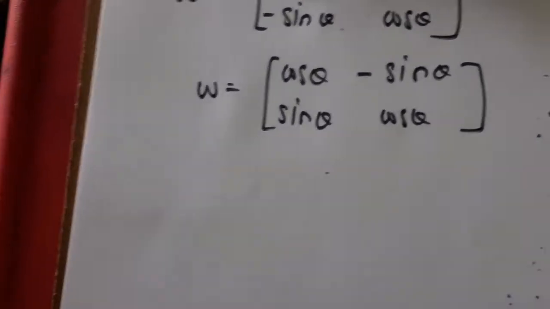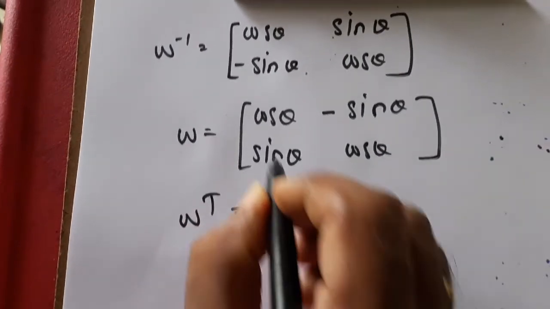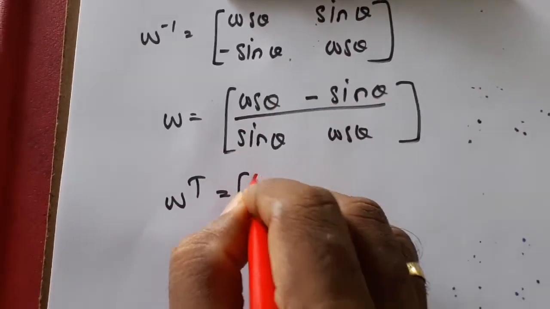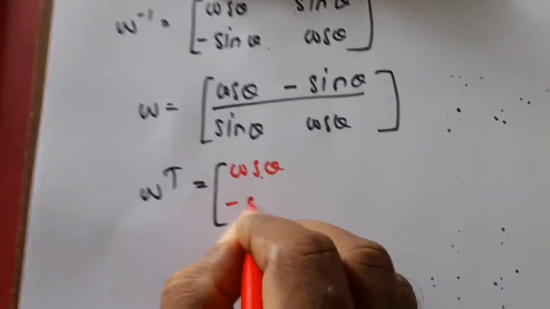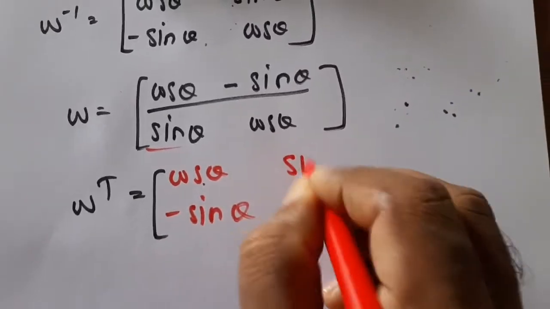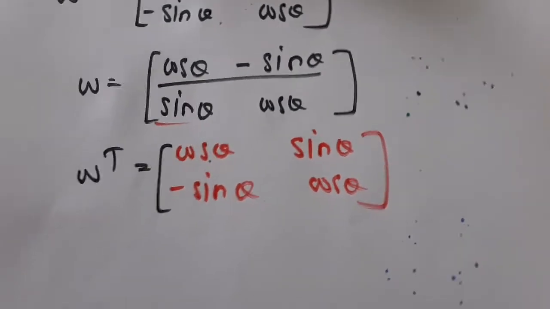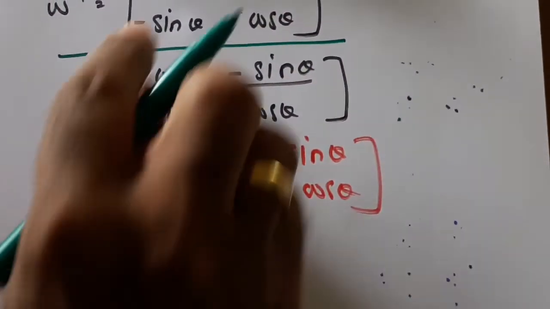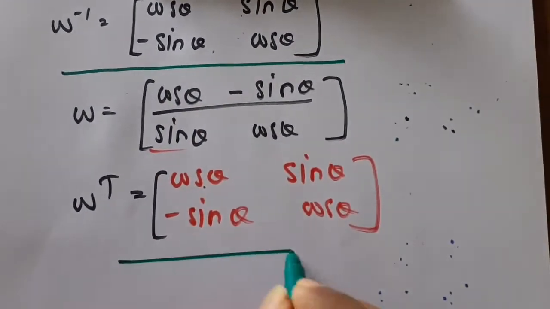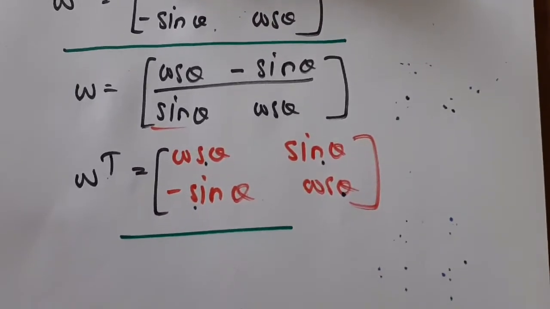So W inverse is equal to the transpose. This is the W function, and to take the transpose of the function, the first row we should write as a column. So the first row is cos theta, minus sin theta. Then the second row we should write as the second column, that means sin theta and cos theta. Now we are moving to check it. This is W inverse: cos theta, sin theta, minus sin theta, positive cos theta. This is the transpose of W: cos theta, sin theta, minus sin theta, cos theta.